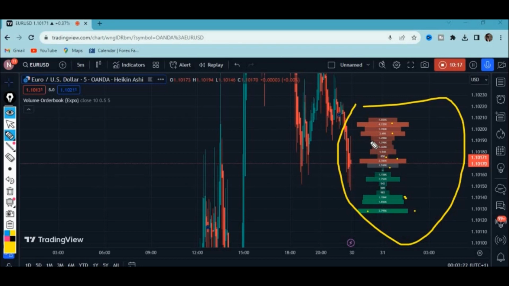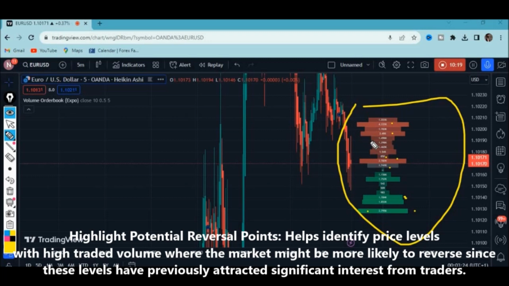And so guys, this indicator as well can be used to highlight potential reversal points. This volume order book can help identify price levels with high traded volume where the market might be more likely to reverse, since these levels have previously attracted significant interest from traders.